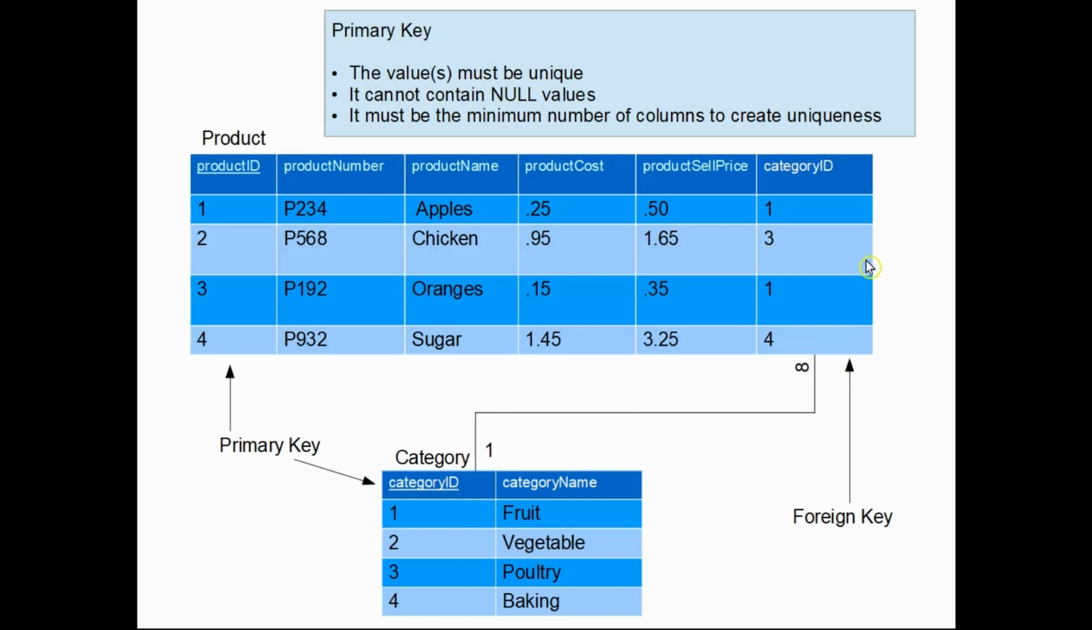These values in the foreign key must exist in the linking table. That's known as referential integrity. I couldn't put a product in this table with a category ID of 5 here, because it wouldn't make any sense. There's no category with the number 5. So these values have to exist in this table.